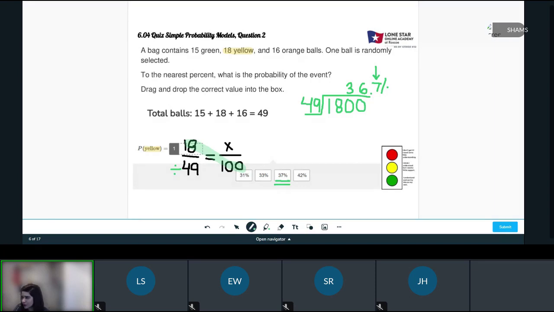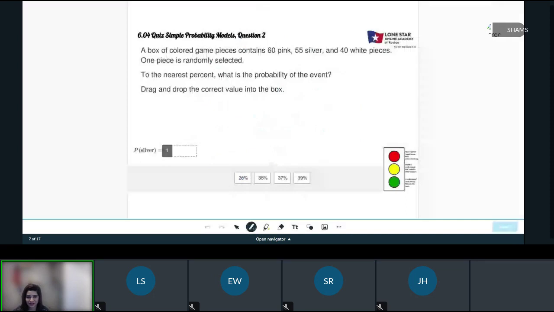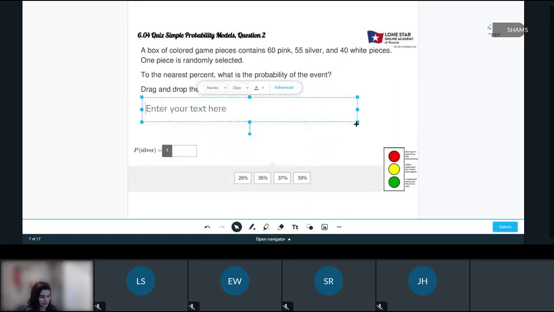Question 2, variety 2. Going to be again very similar. It was a drag and drop question. It had 4 answer choices. A box of colored game pieces contains 60 pink. Again, I'm going to definitely find the total, that would help me with the question. So this box contains 60 pink, 55 silver, and 40 white pieces. Altogether 155, right? That was an easy total. I did 60 and 40, 100, plus 55, 155.